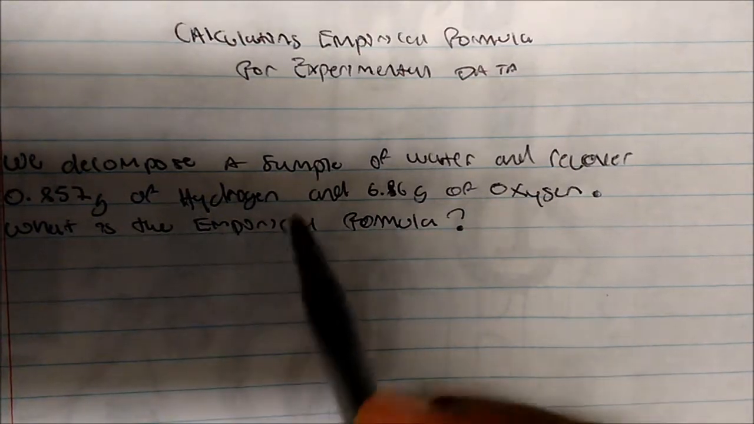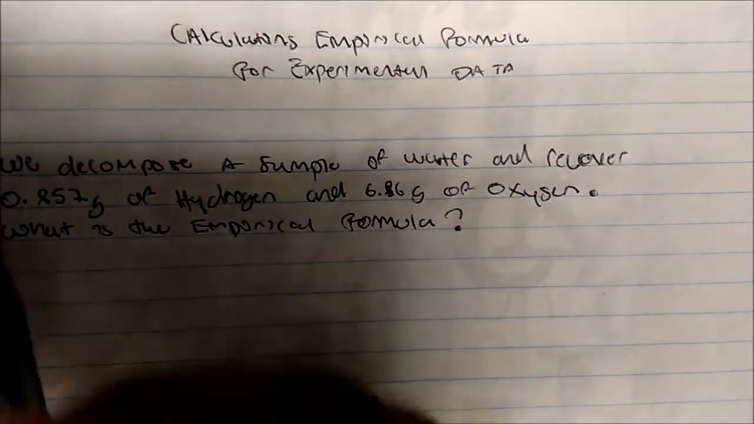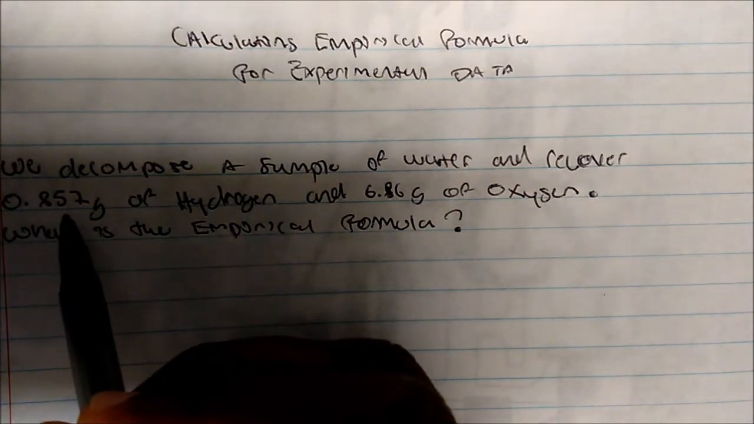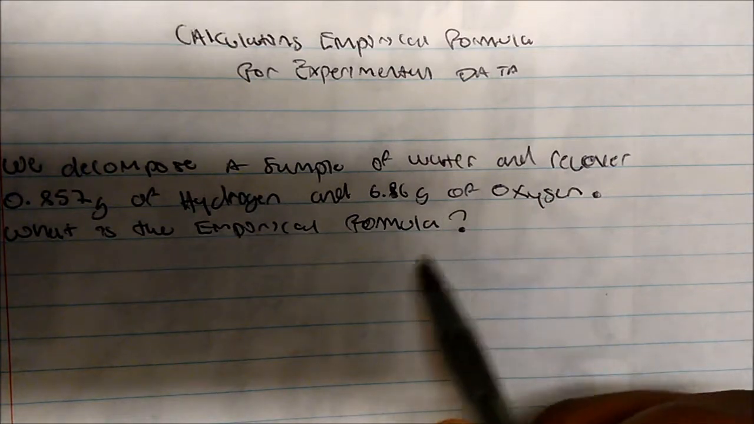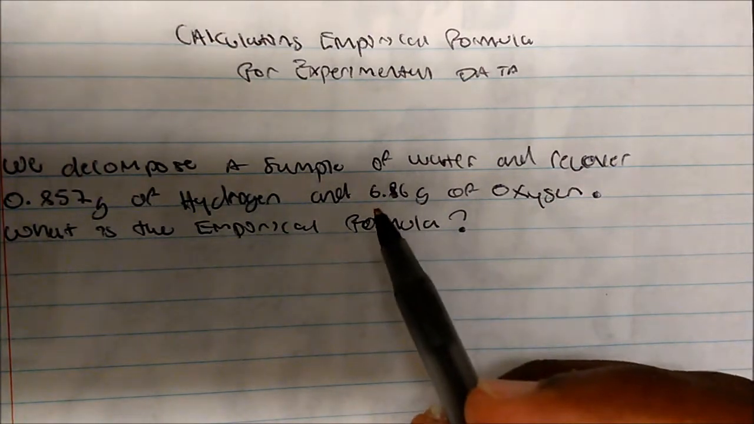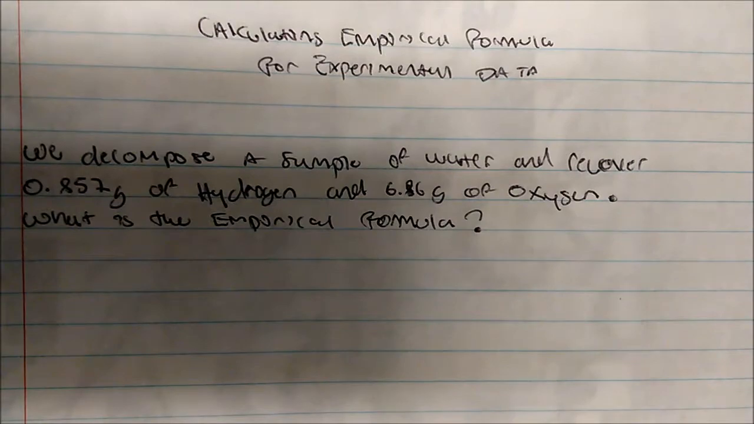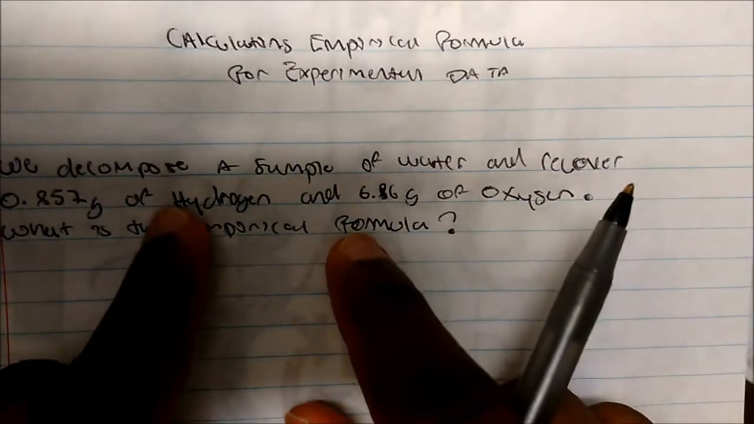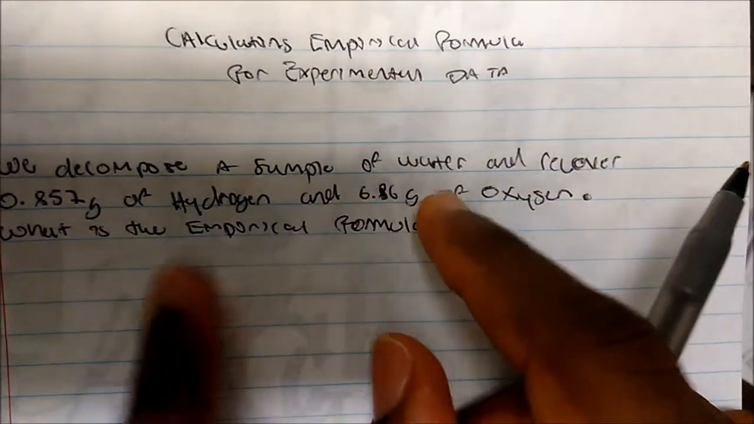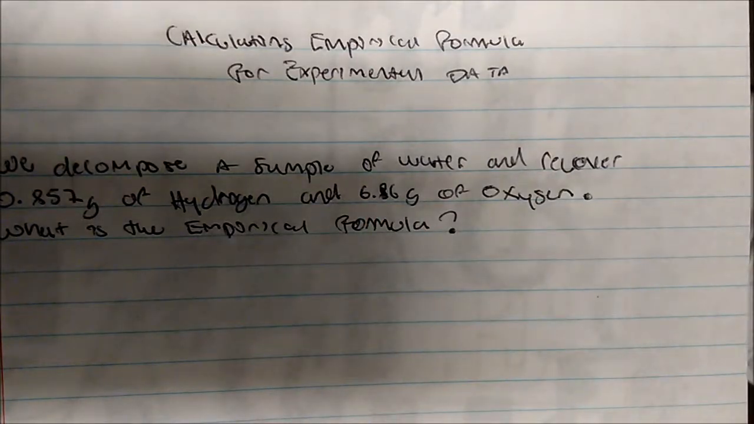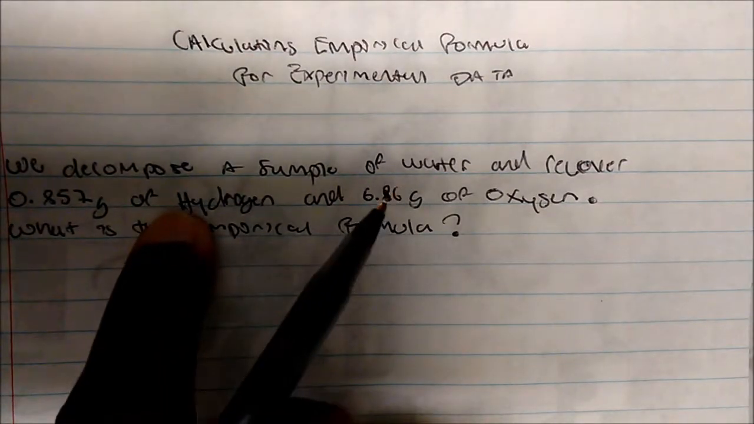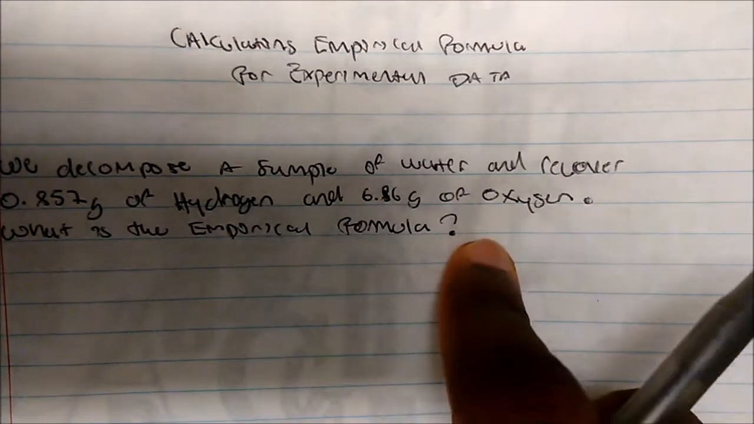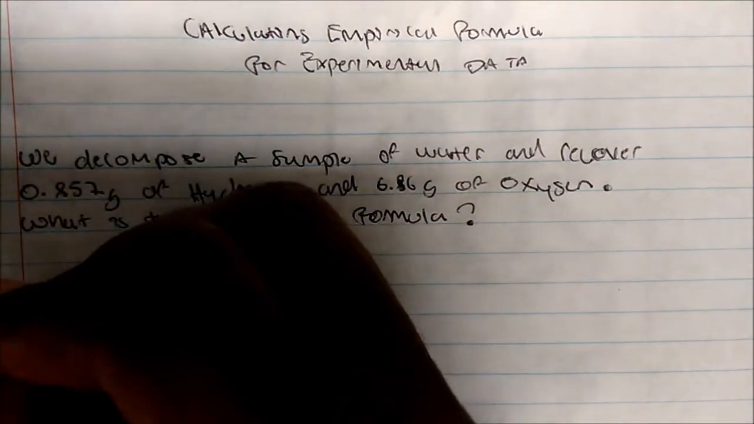It says, we decompose a sample of water and recover 0.857 grams of hydrogen and 6.86 grams of oxygen. What is the empirical formula? Well, anytime it's given in this sense, where you have grams of different elements and you need to come up with an empirical formula, what we do is find the moles of each element first. So what does that mean?